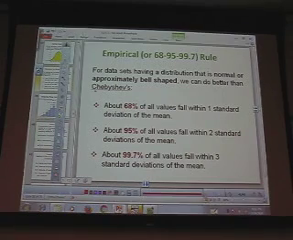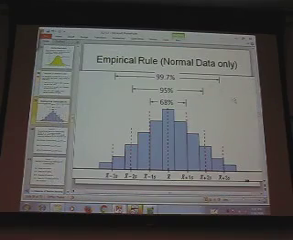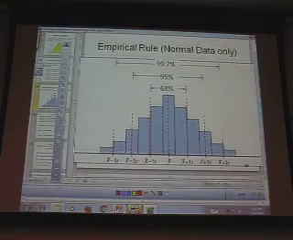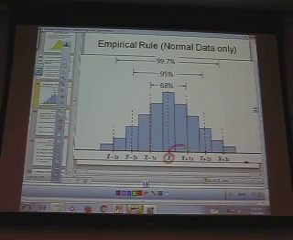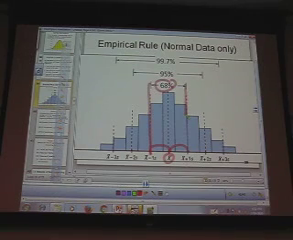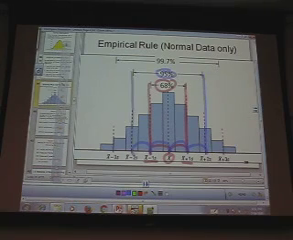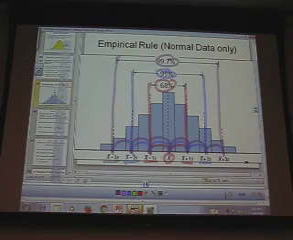Here it is visually. So here's my mean, guys. If I go one standard deviation this way and one standard deviation that way, then about 68% of my data is going to lie between these two numbers. If I go two standard deviations this way and two this way, then about 95% of my data is going to lie between these two numbers. And if I go three standard deviations this way and three this way, then about 99.7% of my data is going to lie between these two numbers.